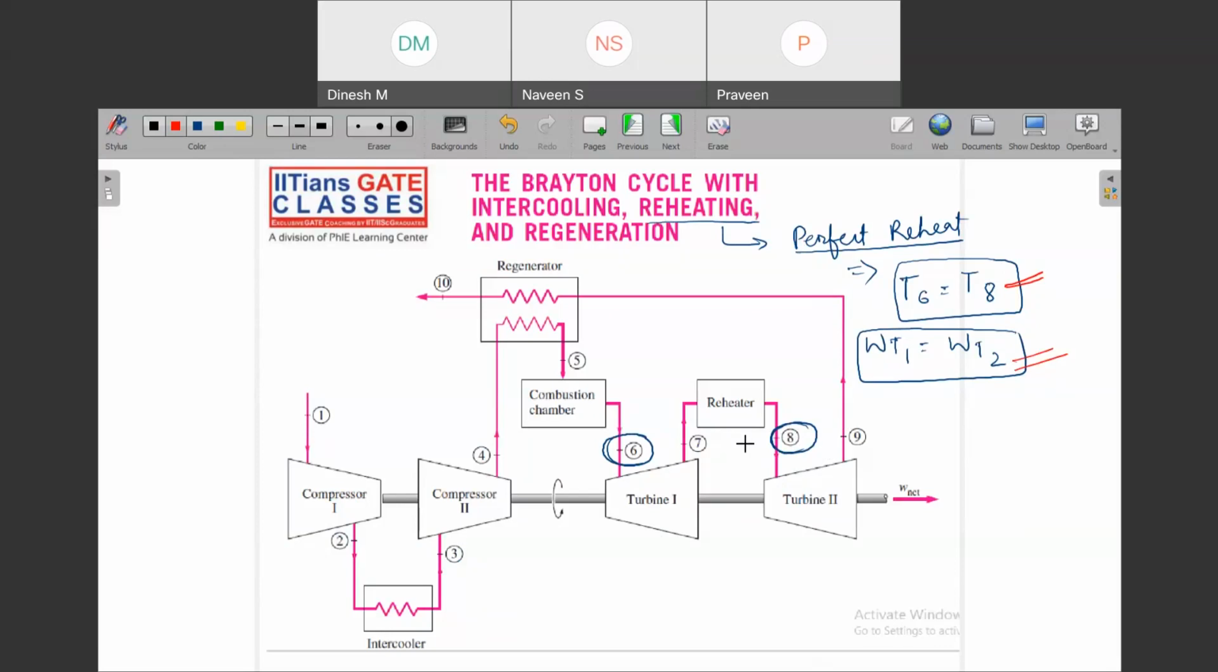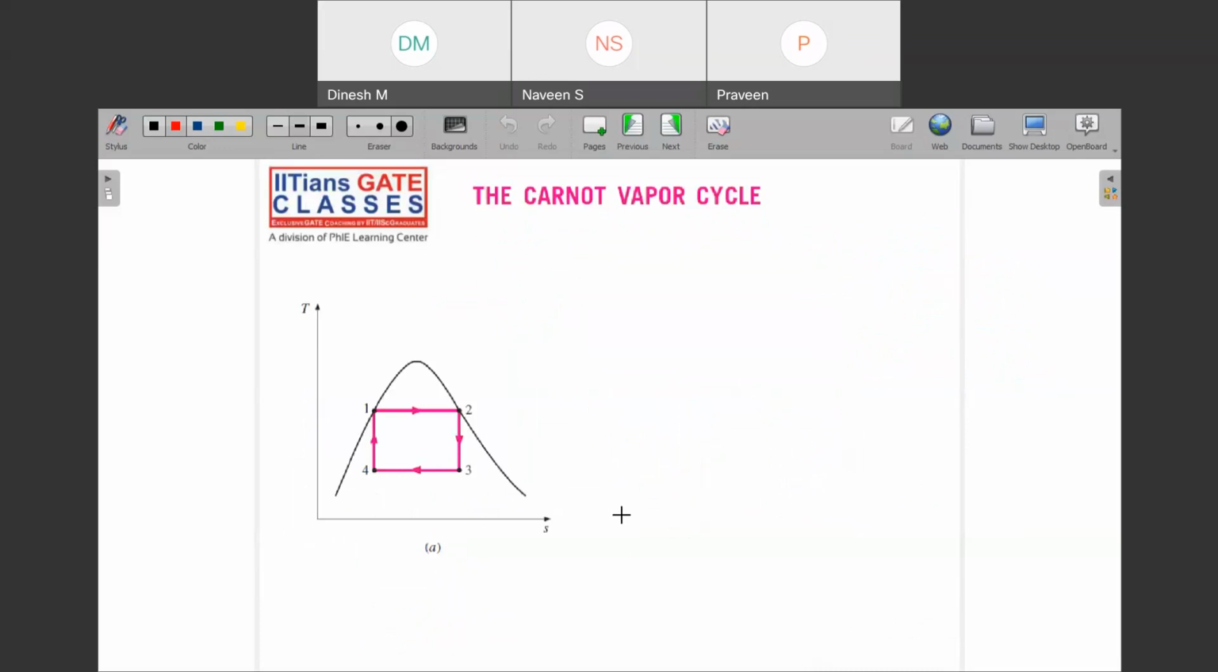Okay, so this summarizes all about your gas power cycles. So gas power cycles is done. Now let us move to vapor power cycles. So we have the Carnot vapor cycle. This cycle which I have drawn here is the Carnot vapor cycle.